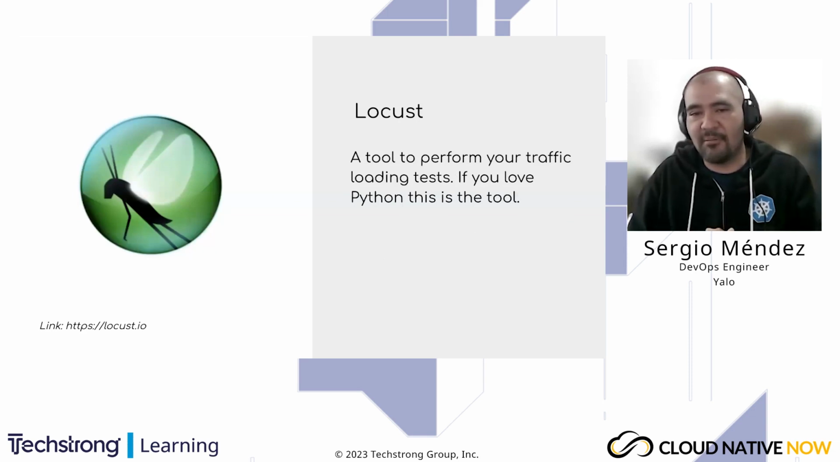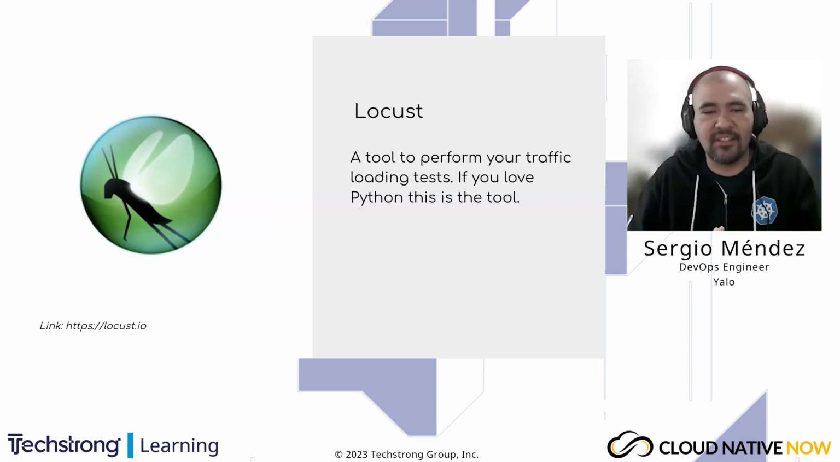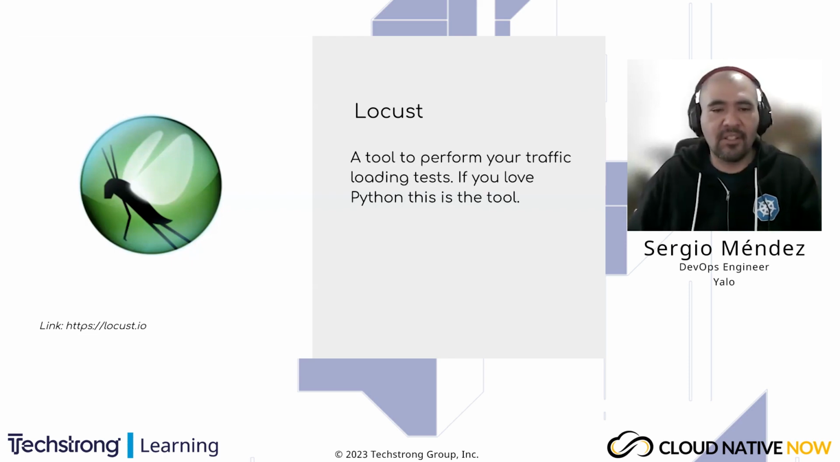Locust is a simple tool to perform traffic load testing. Locust is more Python oriented. So you are going to create a kind of script using Python, and you are going to create that load test with Python. So Locust is really, really nice. It's also open source.